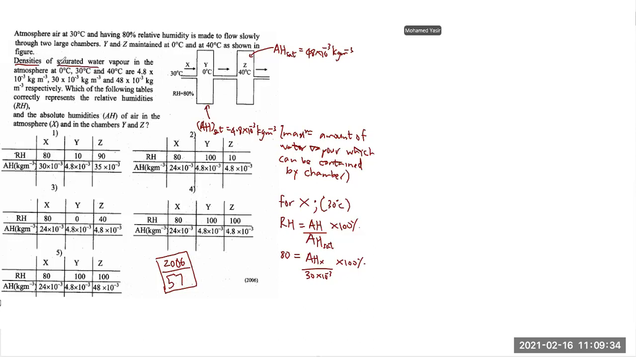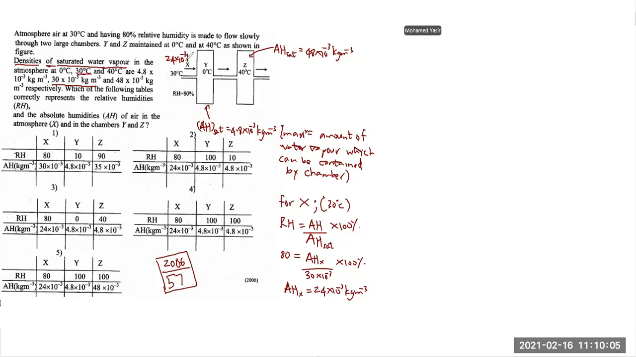Densities of saturated water vapor at 30 degrees Celsius is 30 into 10 to the power minus 3. By densities they mean absolute humidity. Then when you multiply it, you will be getting the absolute humidity of X. Absolute humidity of air at X is actually 24 into 10 to the power minus 3 kilogram per meter cube. So when air enters chamber Y, it will have an absolute humidity of 24 into 10 to the power minus 3 kilogram per meter cube.